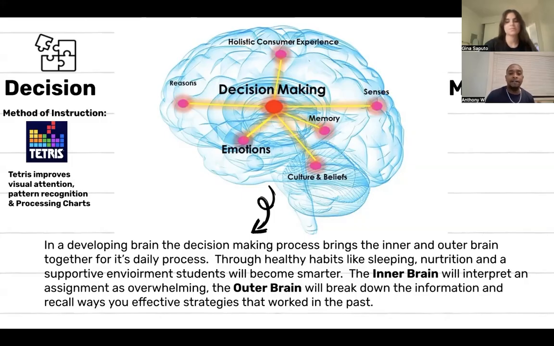In a developing brain, the decision making process brings the inner and outer brain together for its daily process. Through healthy habits like sleeping, nutrition, and a supportive environment, students will become smarter. The inner brain will interpret an assignment as overwhelming. The outer brain will break down the information and recall ways you use effective strategies that worked in the past.